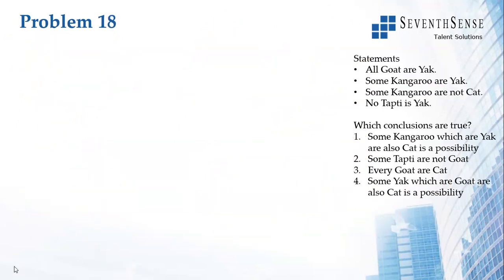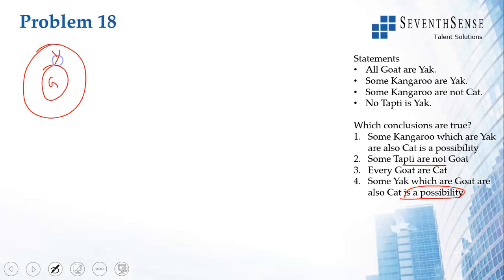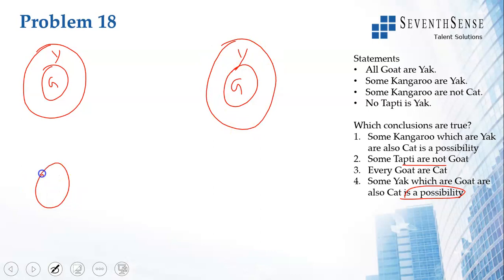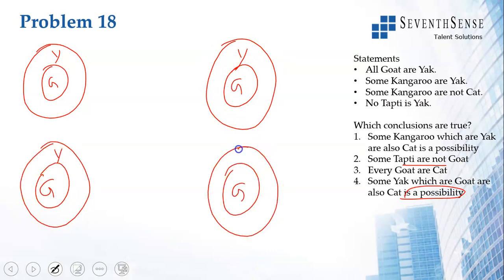We see there are some conclusions which have some not, and there are some conclusions which have possibility as well. Very tricky question. Let us see how these statements can be drawn. All goat are yak, so I have all goat are yak. I will draw this in 4 ways, possibly 4, I don't know.